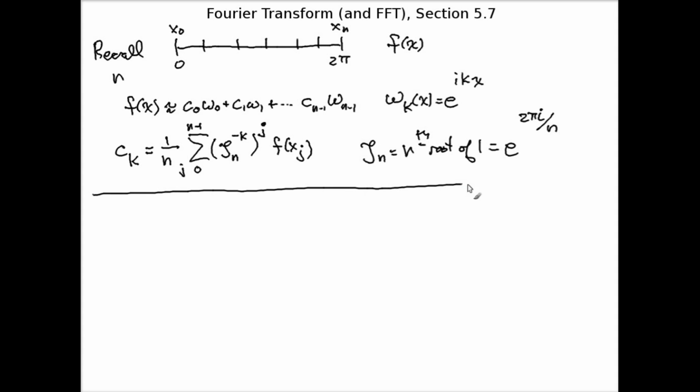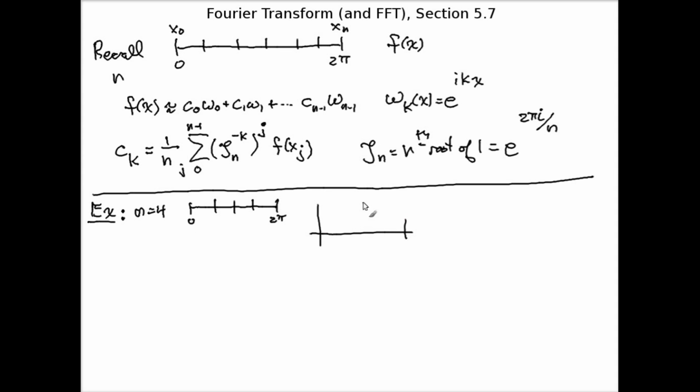Okay, so let's just do an example, and this is the one I did in class, but I'll work it out again and finish it. So the example is I'm going to take n is equal to 4. So we're talking about these 4 points. This is 2 pi, and this is 0. And I wanted to take the step function. This is pi, and I was interested in taking the step function, which looks like this.